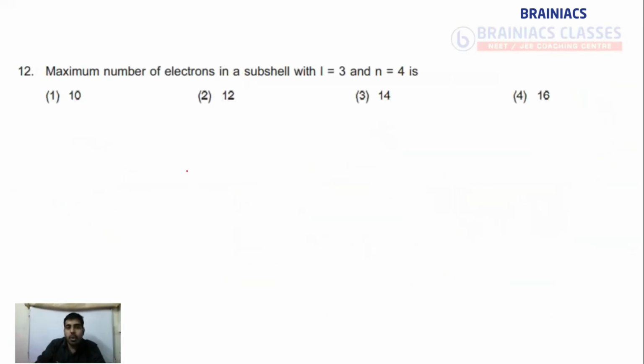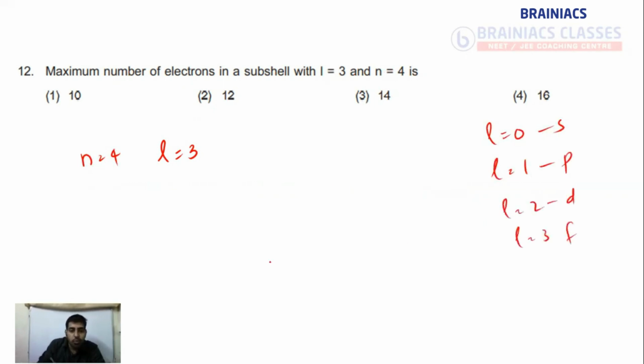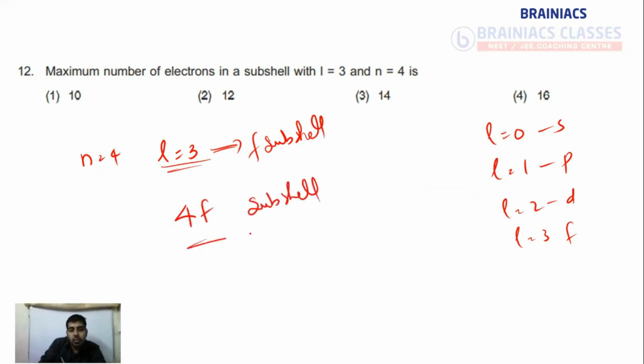Moving on to the next question. Question number 12. Maximum number of electrons in a subshell with L equal to 3 and n equal to 4. L value 0 is s, L value 1 is p, L value 2 is d, and L value 3 means the f orbital. So here the subshell is the f subshell. The n value 4 means the 4f subshell. So we have to calculate the maximum number of electrons in the 4f subshell.